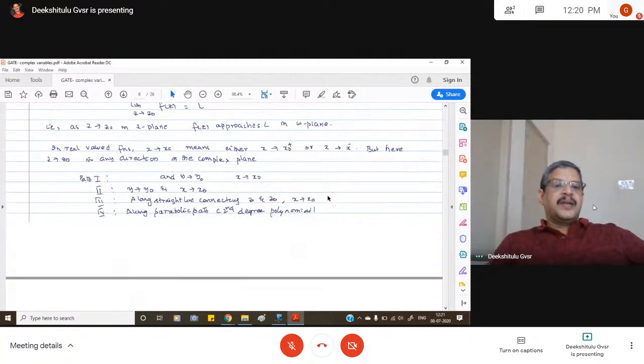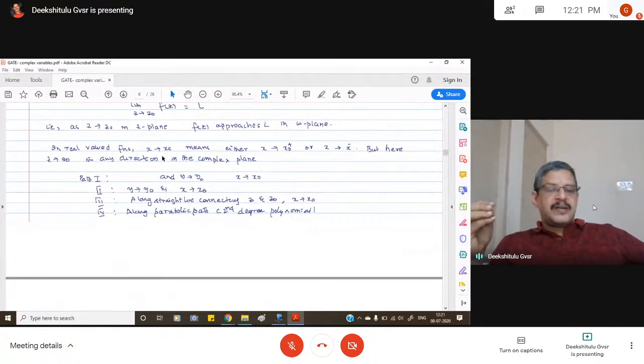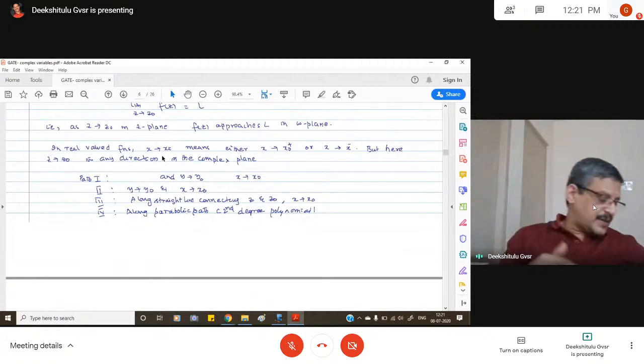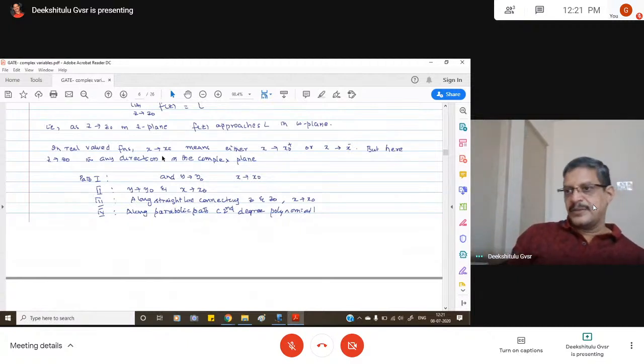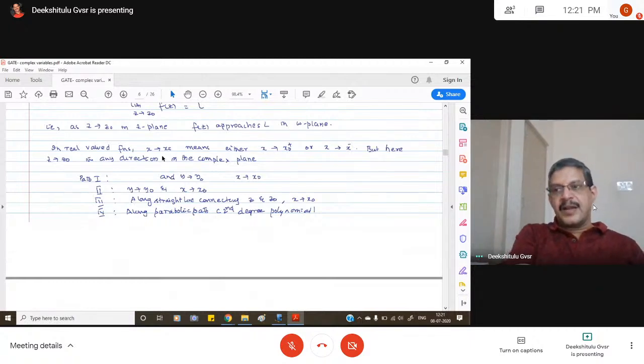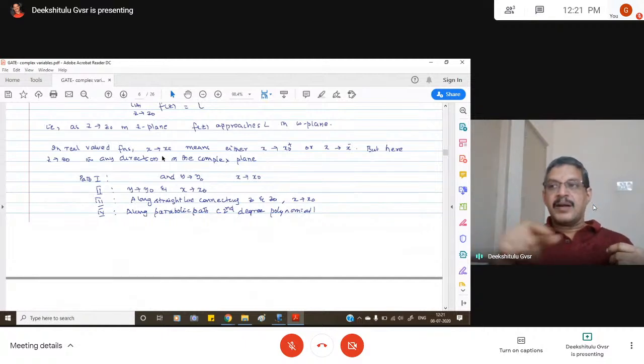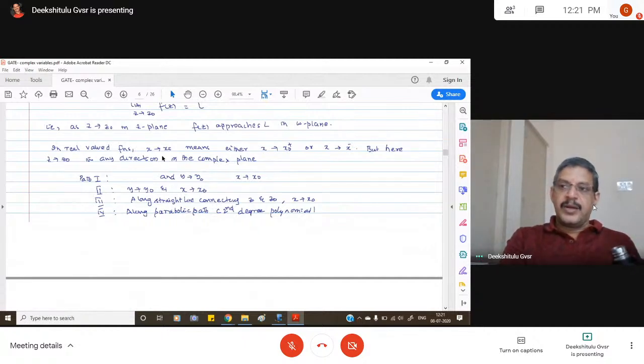In real valued functions, what we have seen is when x tends to x0, we mean that x goes to x0 from the left or from the right. That's why we call it a left limit, right limit, left continuity, right continuity, left derivative, right derivative. We write x tends to x0 plus, x tends to x0 minus, to represent whether it is approaching from the left or from the right. But in complex numbers, in the xy plane, not just from the left and from the right, we have so many things to consider.